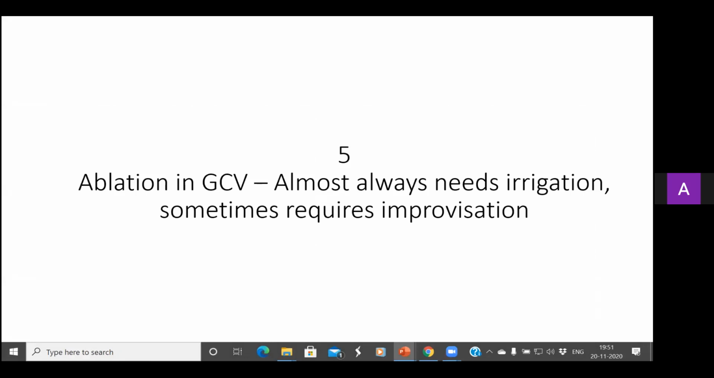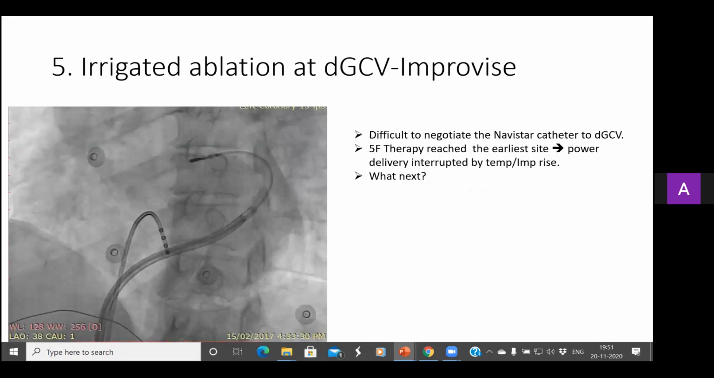It is familiar that ablation inside the distal GCV requires irrigation, but at times we need to devise optimal techniques for better implementation. In one of our patients, our attempts to manipulate the Navistar catheter to the GCV were unsuccessful. A 5 French ablation catheter could reach the earliest site. A coronary angiogram was done, and in one view the catheter tip was at least 6 to 7 millimeter away from the left main. We proceeded with RF ablation here, but it resulted in immediate cessation of PVCs, but power delivery was severely limited by the impedance and temperature rise, and PVCs returned.